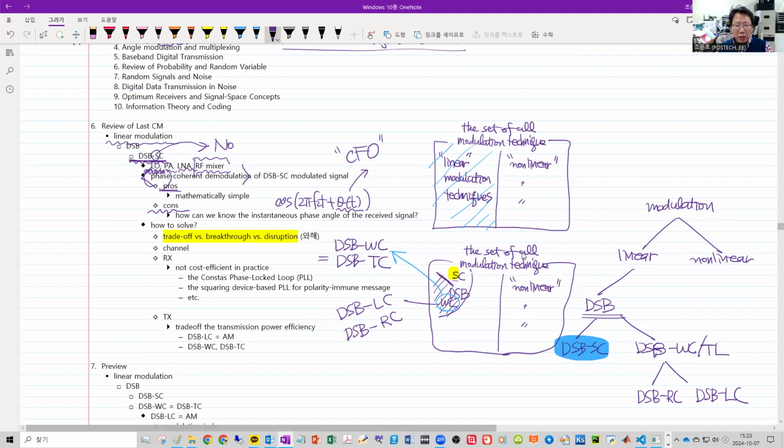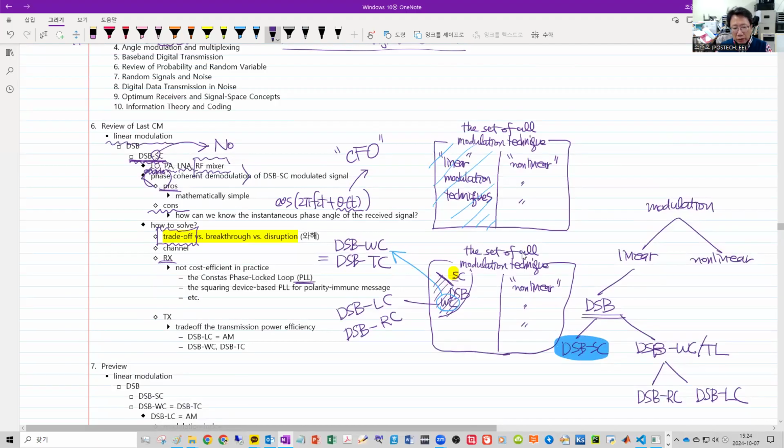Then how can we solve this poor RF component performance in the old age? Engineers always consider trade-off type problem solving whenever they have a problem, and actually that was the approach. So first, they considered putting more complexity in the receiver by using a so-called phase-locked loop, PLL.